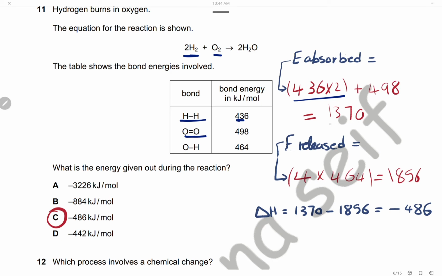The total energy absorbed will be 1370, and then the energy released to form new bonds in the product. Here I have 2 molecules of water, so we will have 4 OH bonds. I will multiply this by 4. 464 by 4 will be 1856. The delta H will be 1370 minus 1856, which is minus 486 kilojoules per mole, and the answer is C.